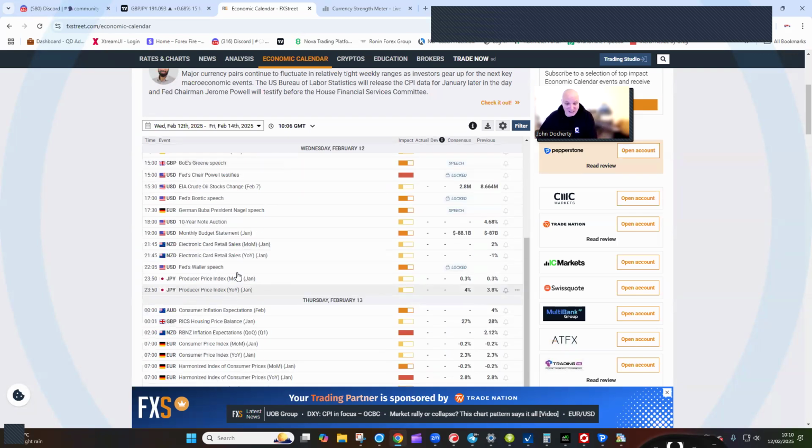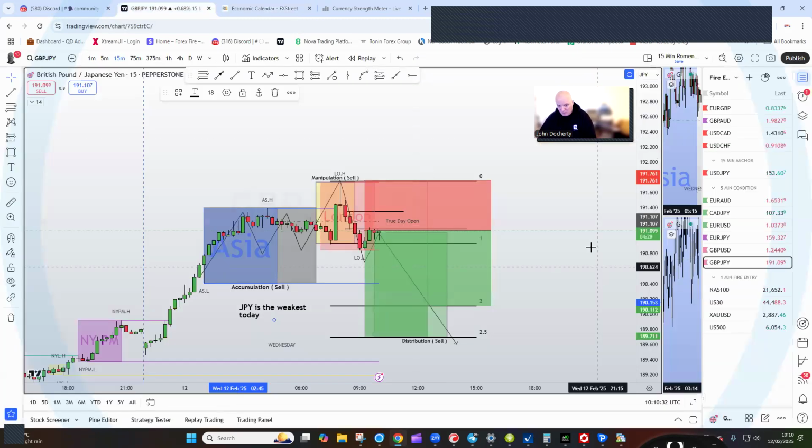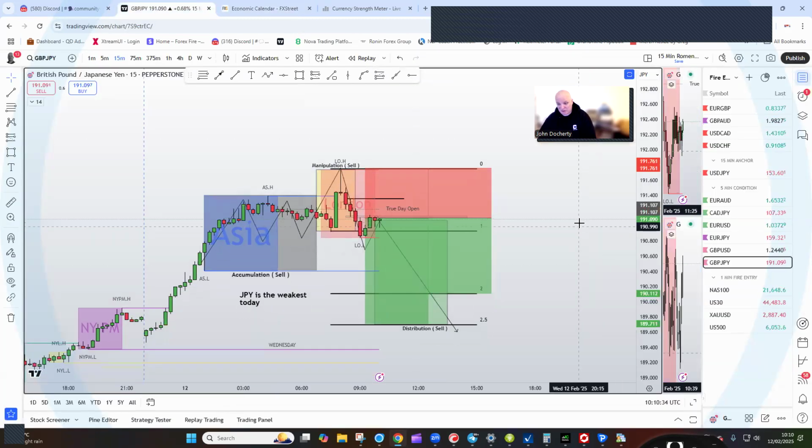Again, there's PPI later on tonight towards midnight on the JPY. We'll probably see a lot of movement on the JPY later on tonight, to be fair. Overall, JPY is super weak. The GBP is stronger. There is news later on this afternoon. But the preference of the AMD is there. It's just the currencies against us, okay?